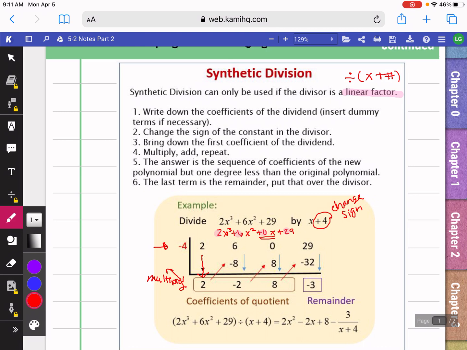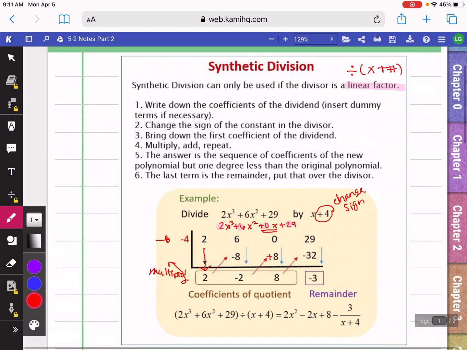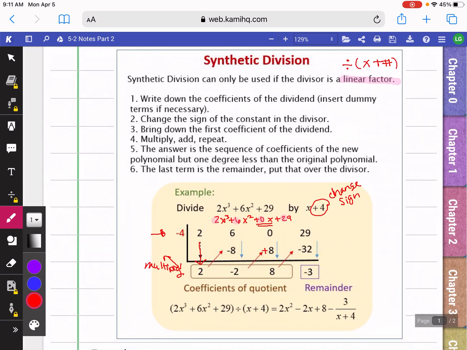Then we repeat. So now negative 2 times negative 4 is positive 8. So here we're adding 8. Then 8 times negative 4 is negative 32. If you combine those, you get negative 3. When you're writing your final answer, you're going to use these coefficients. Your final one is your remainder. If it's 0, you don't need to include it in your answer.